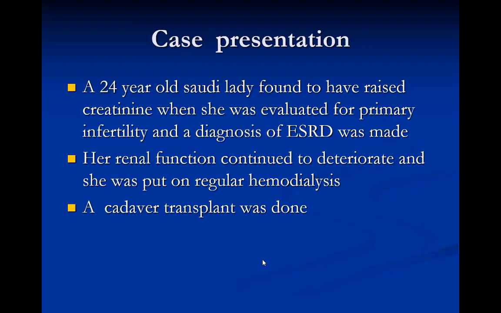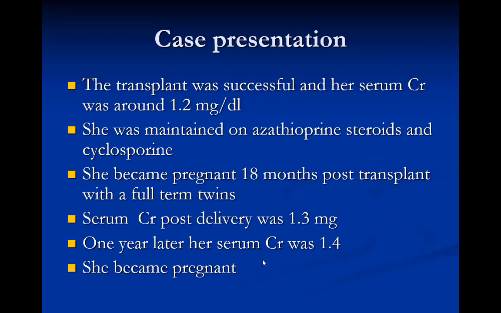Case presentation: a 24-year-old Sudanese lady was found to have raised creatinine when she was evaluated for primary infertility, and a diagnosis of end-stage renal disease was made. Her renal function continued to deteriorate and she was put on regular hemodialysis. A cadaveric transplant was done. The transplant was successful and her serum creatinine was around 1.2 mg per deciliter, and she was maintained on azathioprine, steroid and cyclosporine. She became pregnant 18 months post-transplant and delivered a full-term twin.